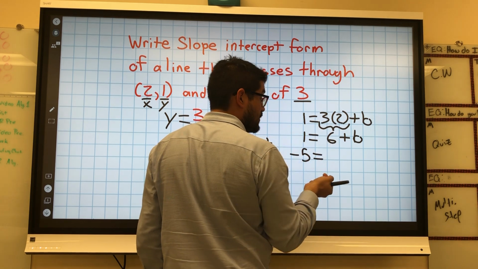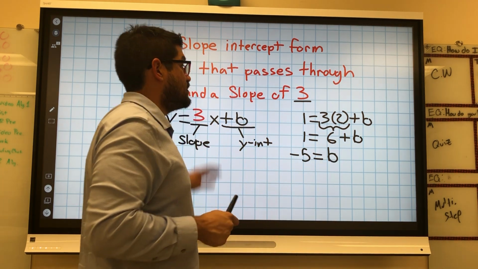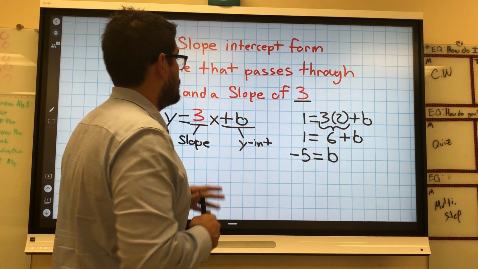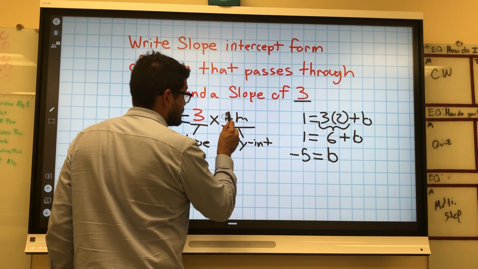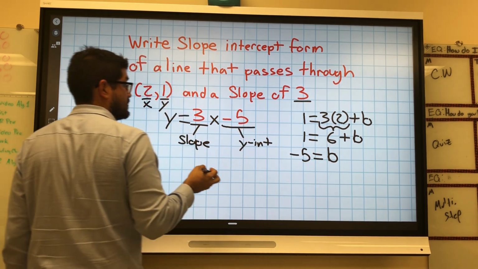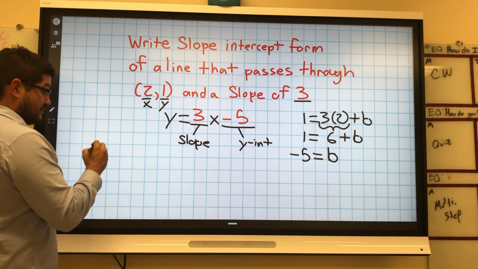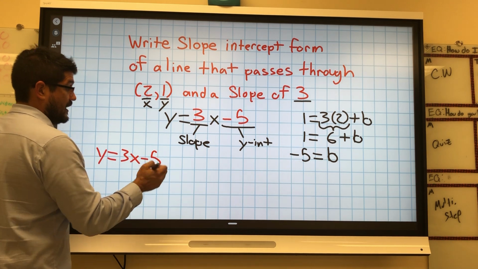If you subtract 6 on both sides, you're going to get b. Okay, so negative 5 equals b. So now that I know what b is, I'm going to replace this with what b is, and it's going to be negative 5. And this is my answer. y = 3x - 5.